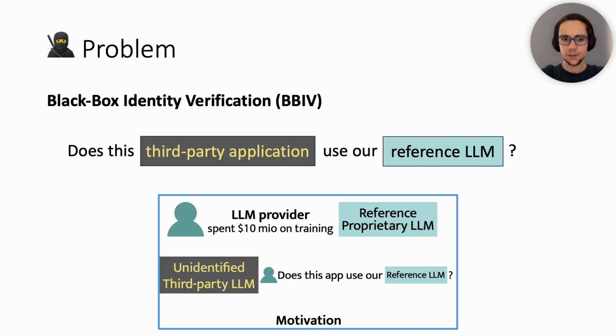We saw two cases, the compliance assessment of open source LLMs and the detection of leaked private LLMs. In both cases, we have a problem that we call black box identity verification, or BBIV. And BBIV can be summarized as such: does this third-party application use our reference LLM? Here, we consider a scenario where an LLM provider spends millions of dollars on training a reference proprietary LLM and wants to know whether this reference LLM is the same as an unidentified third-party LLM.